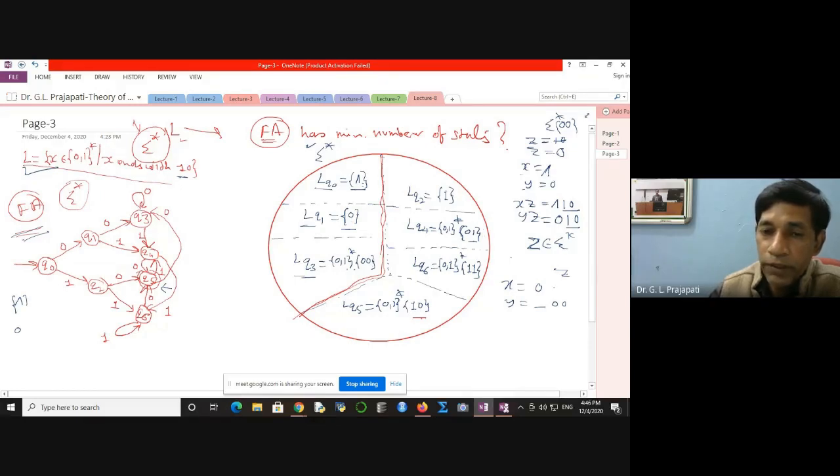If you take the strings z that end in double zero, then on concatenation you will find that 00 will be at the end. Here also 00 will be at the end.